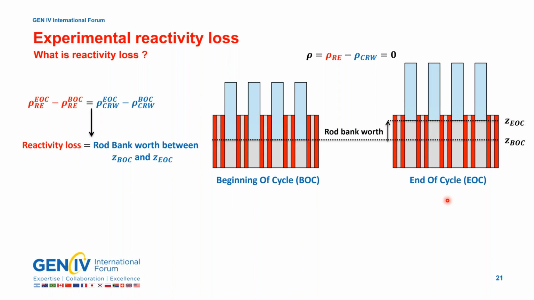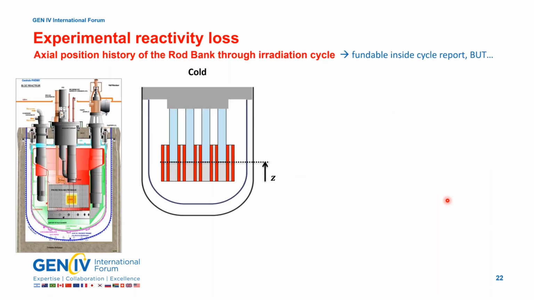And it's good news because reactivity loss is not measurable experimentally, but the rod bank worth is. So we need to define two different things: what's the evolution of the axial position during irradiation, and what's the rod bank worth through the axial axis? So let's begin with the axial position history. The axial position history of the rod bank through the irradiation cycle is findable inside the cycle reports.